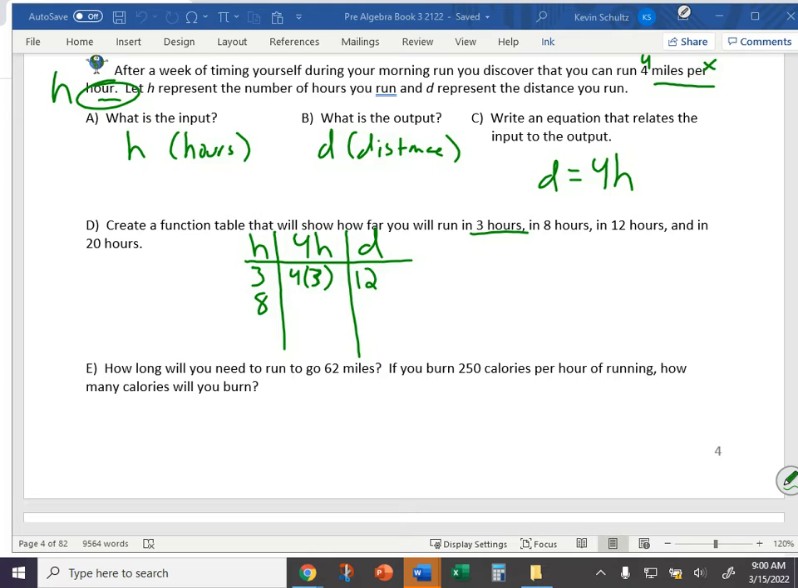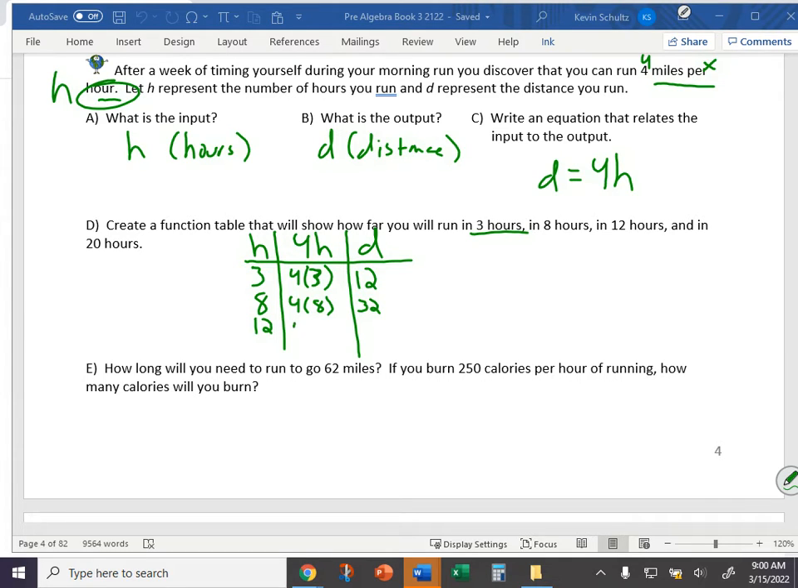What is that? How does that change things? Camille? Right. 4 times 8. 32. Right? We're testing this. That's why it's the input here. What if we run for 12 hours? What's that going to result in, Wyatt?